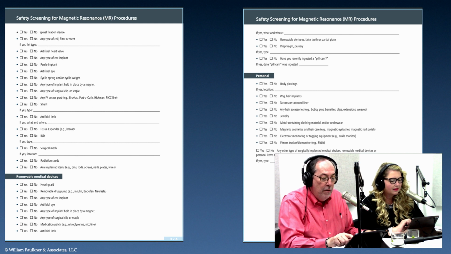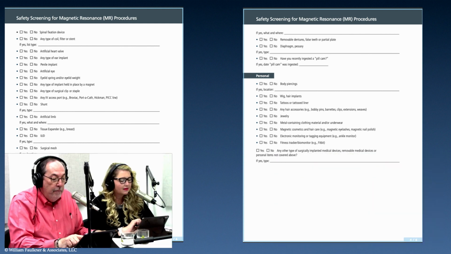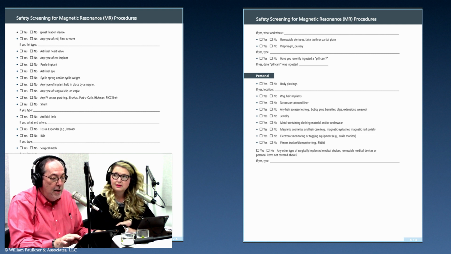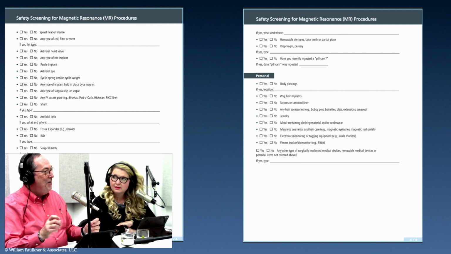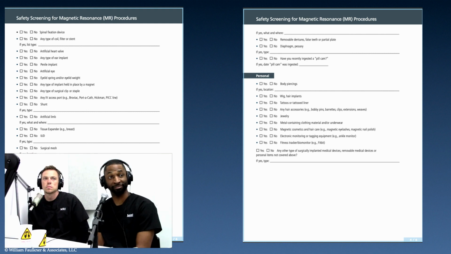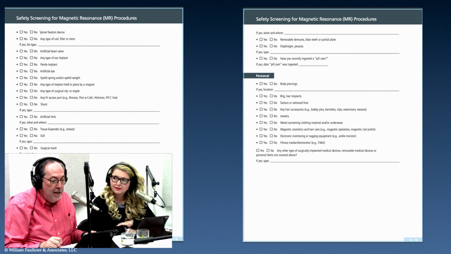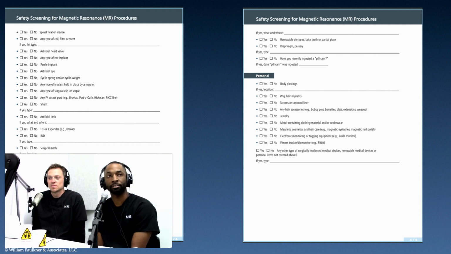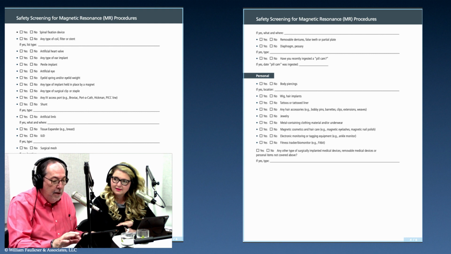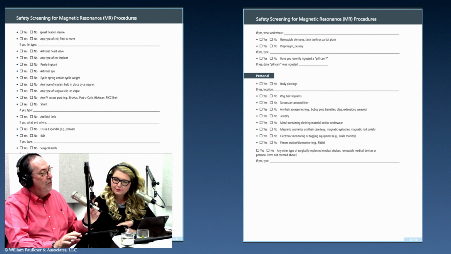And then on the right side it goes on with some more of these, and then it has a personal heading. It says personal. Let's get personal. Well, it's pretty personal: body piercings, wigs, hair implants, tattoos or tattooed liner, hair accessories, jewelry. It says metal containing clothing material and or underwear. Interesting. We'll talk about that.